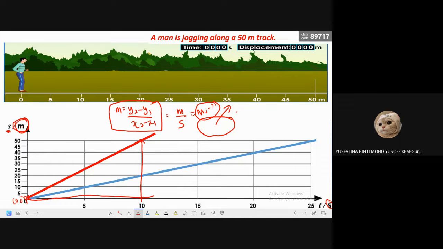This one, they use displacement. Displacement against time, the gradient is velocity. But if they use distance against time, that one the gradient is speed. So you need to see the y-axis. If they give you a displacement, then it's velocity. But if they give you the distance against time, that one is speed. Okay, it's not the same. Okay, we move to the next part.